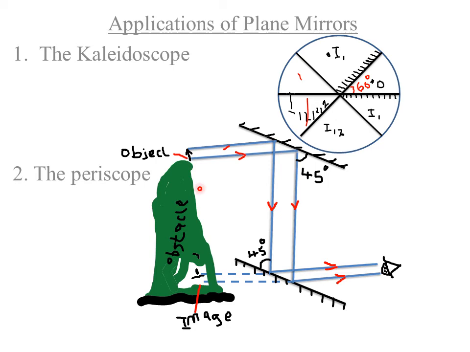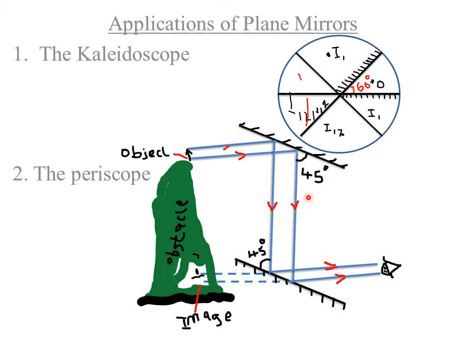Then a simple periscope can be constructed, as shown here, by arranging two plane mirrors inclined at 45 degrees to the horizontal. That is as shown in this particular diagram.